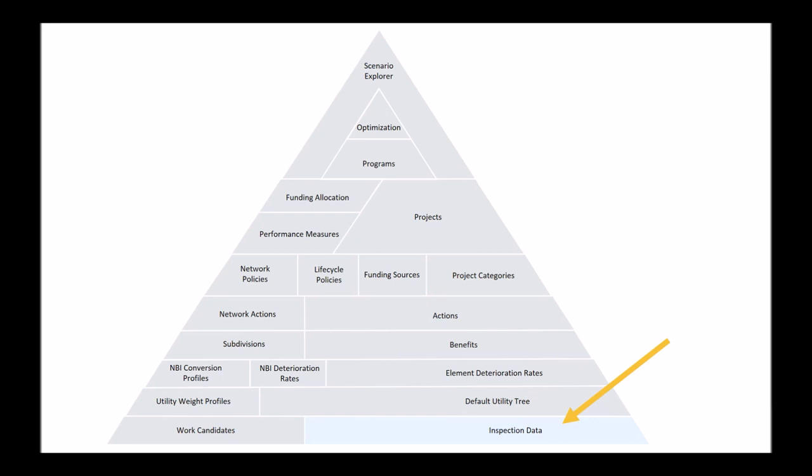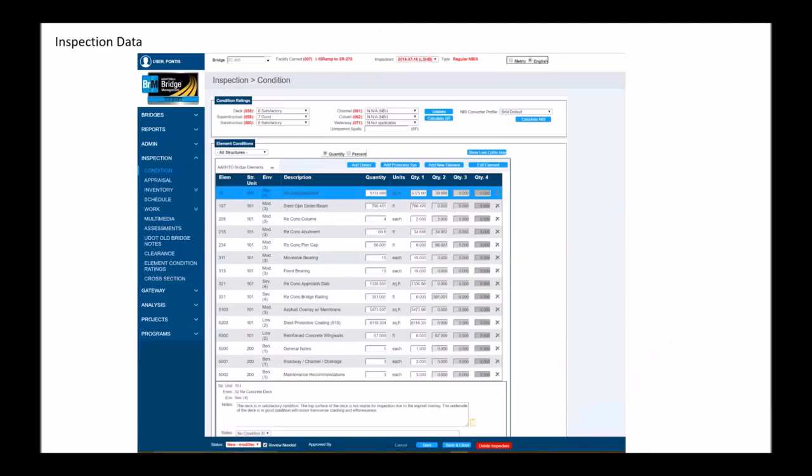First, we'll begin discussing the inspection data. The objective of optimization is to create a data-driven program. So inspection data is really the foundation of your projects and programs. This is the inspection screen in BRM 523. You will need data for your decisions to be based on.